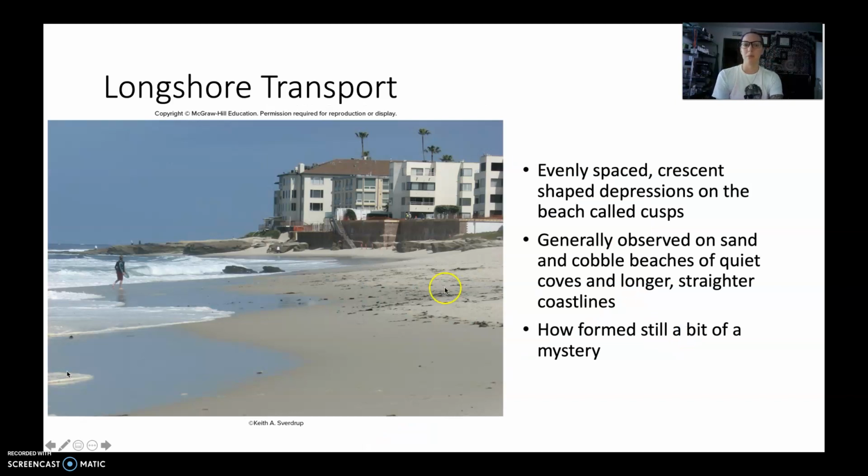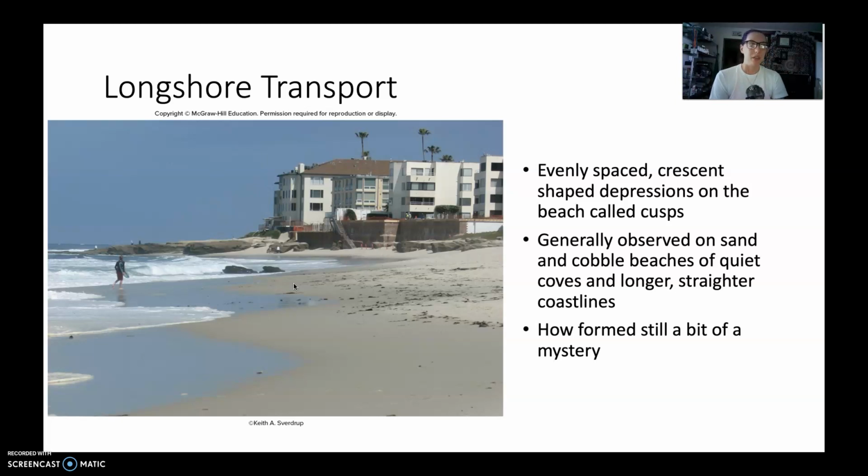So generally what you would see at the beach are these evenly spaced crescent-shaped depressions on the beach, which we call cusps. These are generally observed on sand and cobble beaches of these quieter coves and longer, straighter coastlines. And really how they're formed is a little bit of a mystery. We have an idea, but the dynamics of it are difficult to measure, which is interesting. So next time you go to the beach, see if you can see this, especially if you go to some of the San Francisco beaches like Fort Funston, Ocean Beach, Baker Beach, any of those areas, and see if you can see this pattern on the beach.